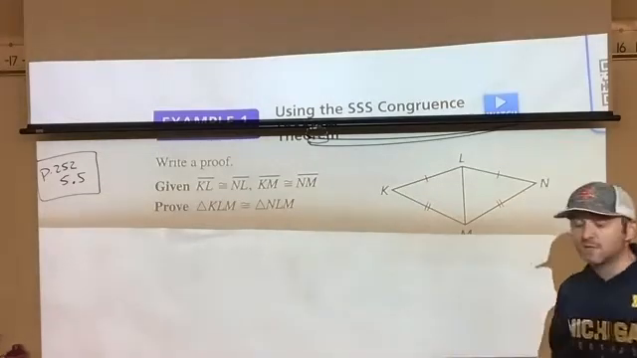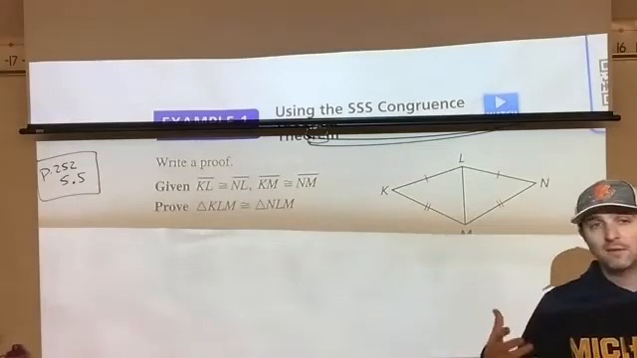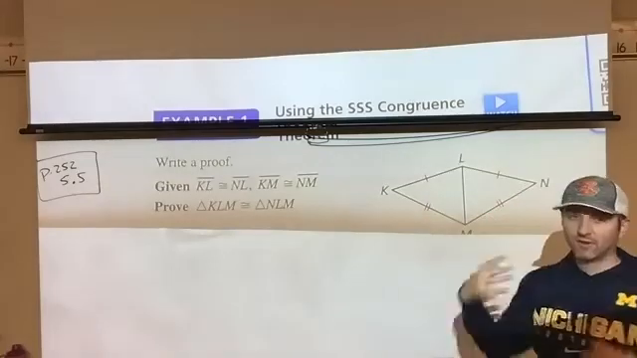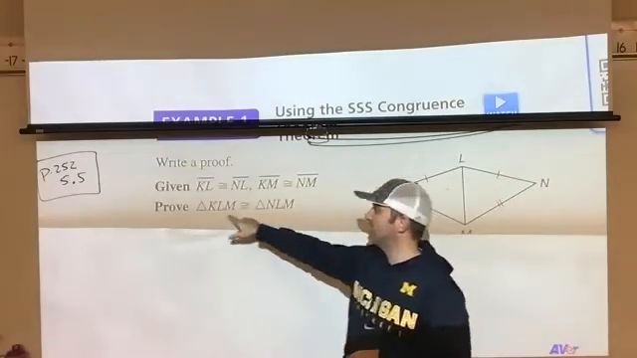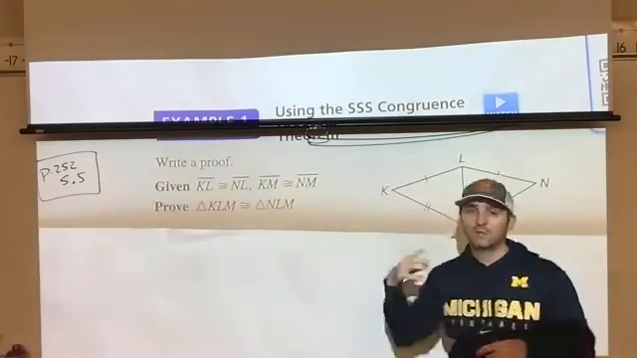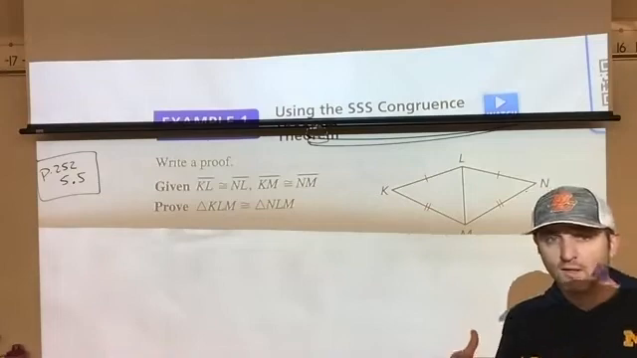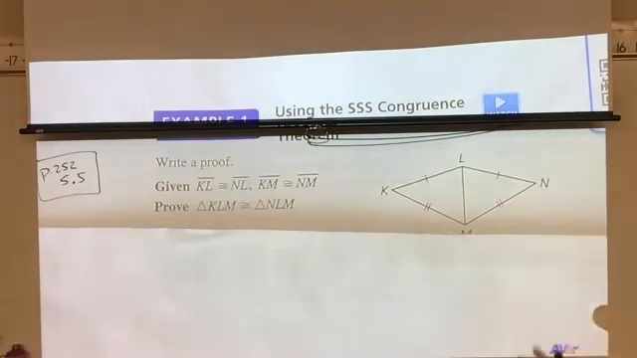Notice a lot of times we've had LM and ML, right? We've listed it differently. But if you look at our congruency statement, this time it's LM, LM. So you really got to look at that congruency statement to figure out in what order those letters are going to be. So side, side, side, pretty straightforward on that proof.